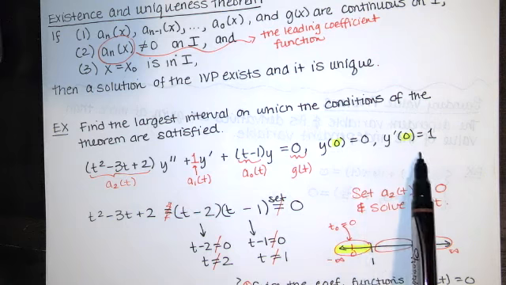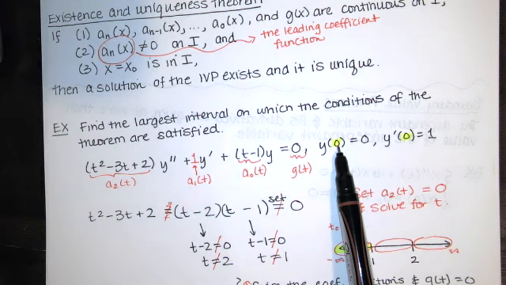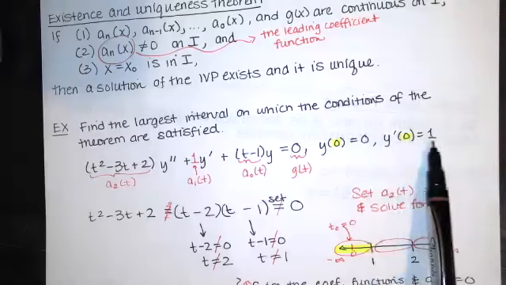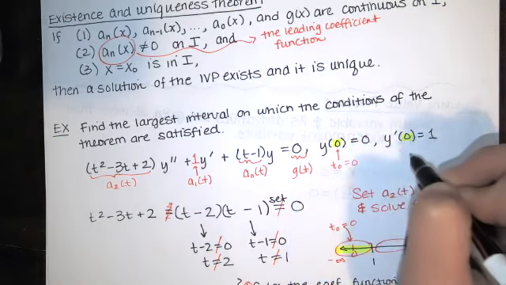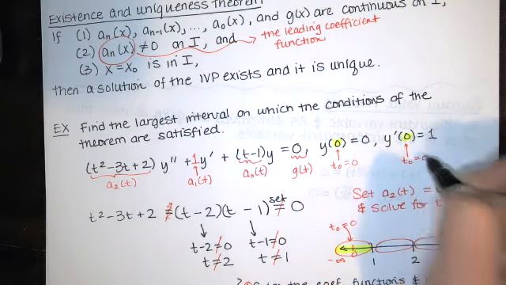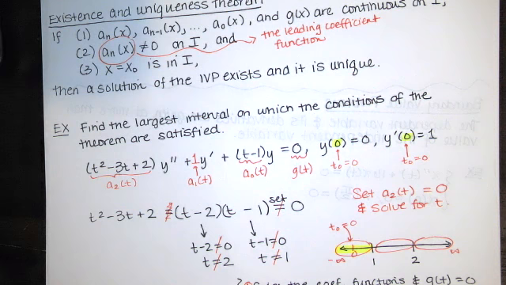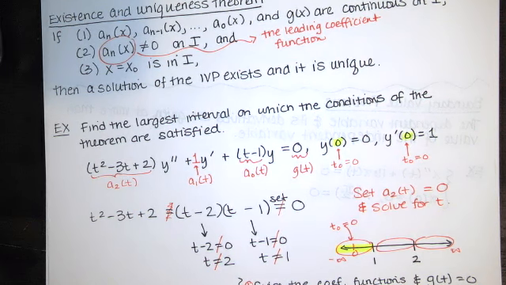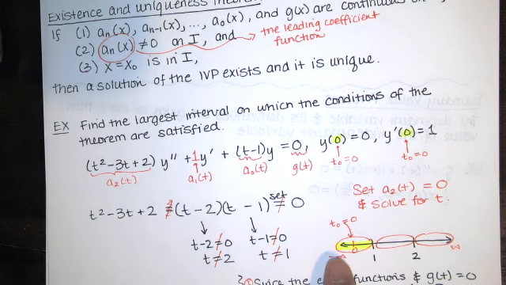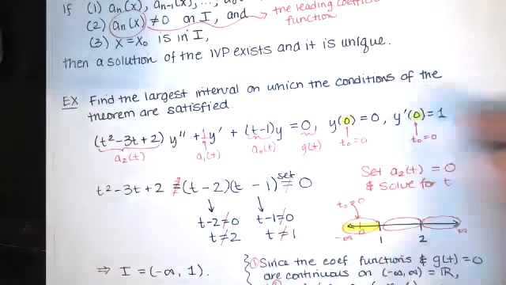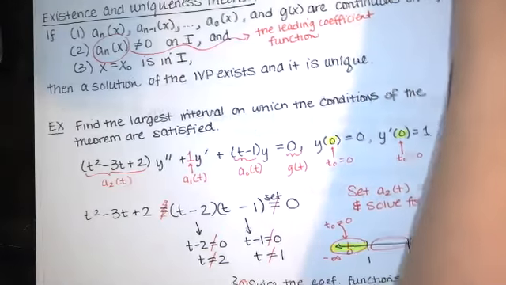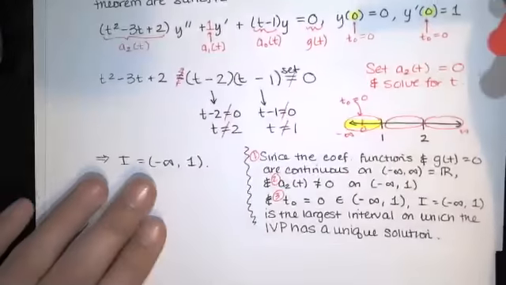So I go to my initial conditions and I see that y of 0 is equal to 0 and y prime of 0 is equal to 1. So this is our t naught. t naught is equal to 0. So I need an interval that does not include t equals 1 or t equals 2, that includes t equals t naught, and this is the one that includes t equals 0, the one from negative infinity to 1. So that's our answer, but I wouldn't write it this way. This is my scratch work. It's important scratch work, but I need to state my conclusion more clearly.